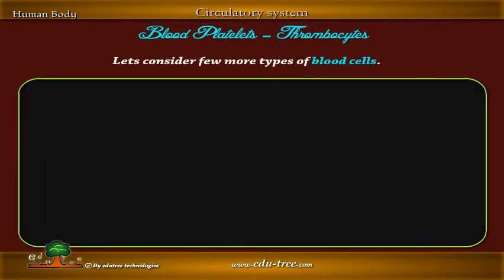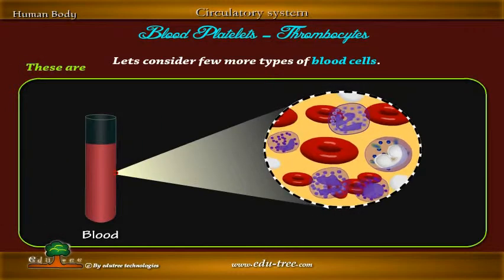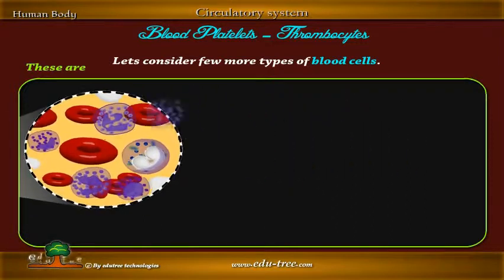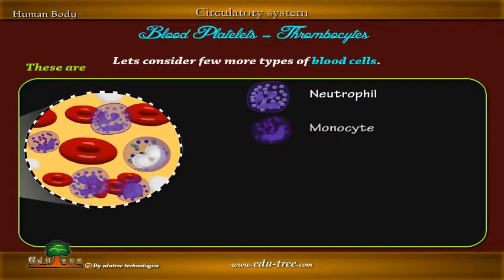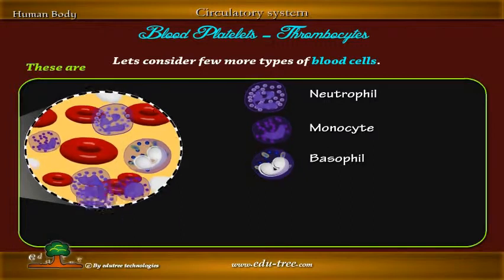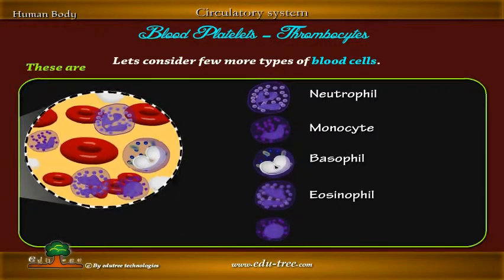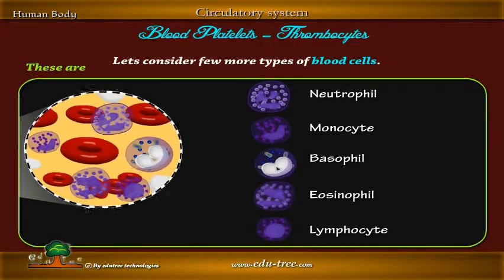Let's consider a few more types of blood cells. These are neutrophil, monocyte, basophil, eosinophil, lymphocyte.